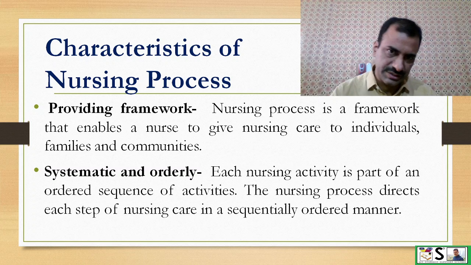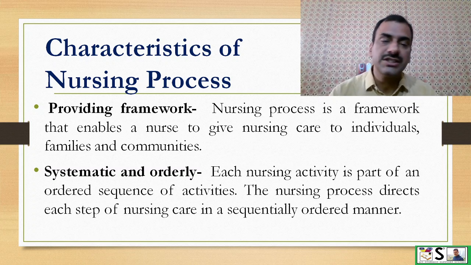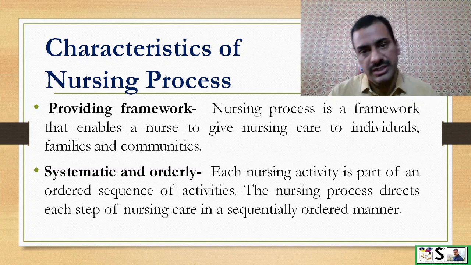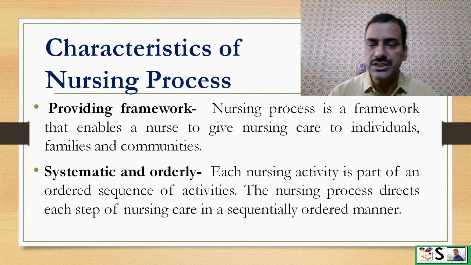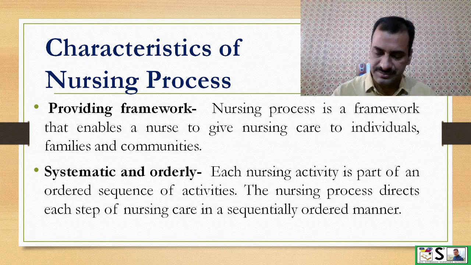Characteristics of the nursing process. The first characteristic is providing a framework. The nursing process is a framework that enables a nurse to give nursing care to the individual, family, and society. Systematic and orderly: each nursing activity is a part of an ordered sequence of activities. The nursing process directs each step of nursing care in a sequential and ordered manner.